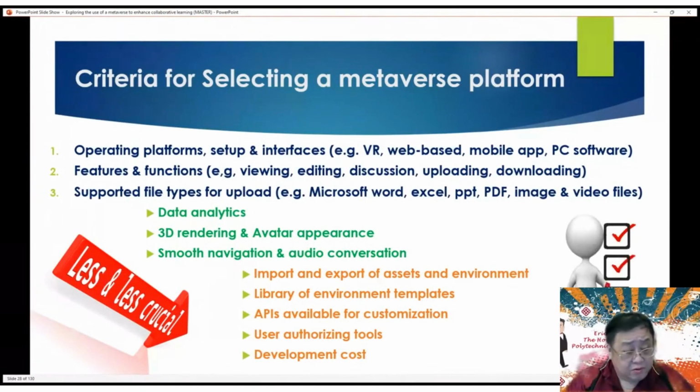And you can see the red arrows there, so there is a descending list of must-have requirements. The top one is that we must have data analytics that we can extract from the metaverse platform, right? It must support 3D rendering and avatars, because the students and teachers will go in there as avatars, and it must be easy to use, with smooth navigation and audio conversation. If a student has to learn for a few hours before they can navigate, then it defeats all purpose, right?